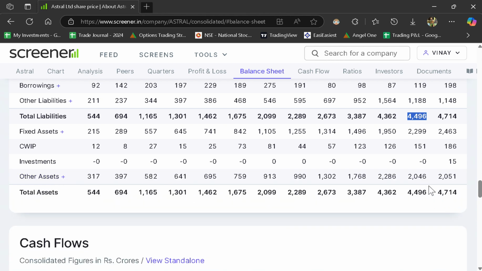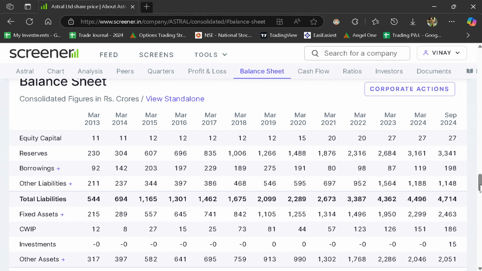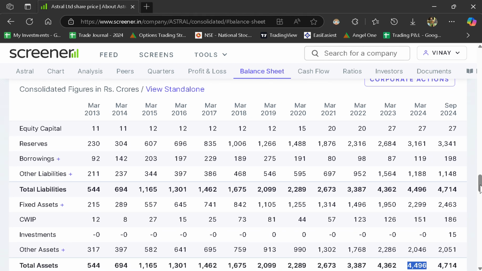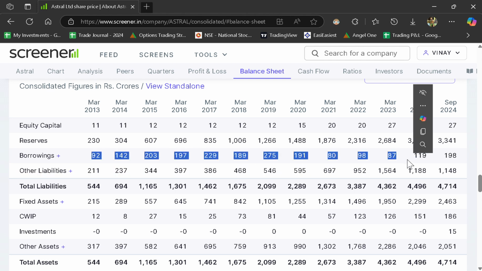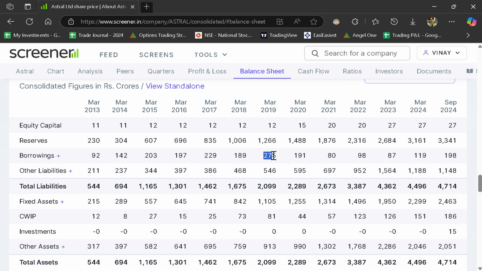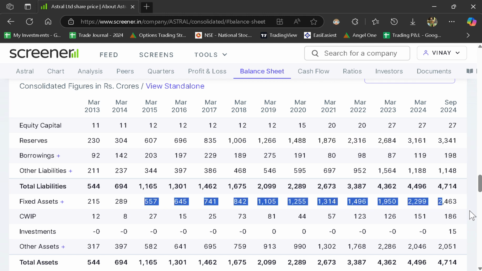See, 4496, 4496. Now this balance sheet, in standalone, doesn't give much of an idea. The main portion we should see is that the borrowing should, over a period of time, reduce. So from 275, 191, 80, 98, 87, it reduced. Then again it increased. That means the company must have taken some loan for further expansion. Then reserves must increase. Assets must increase, which in this case is increasing.